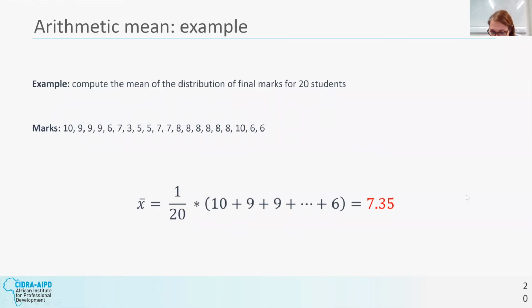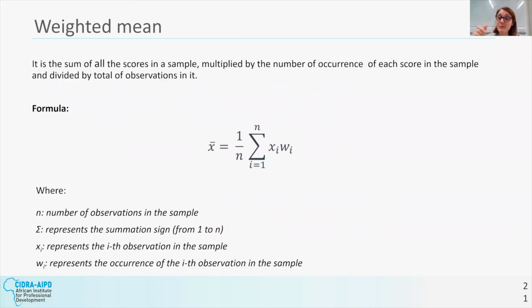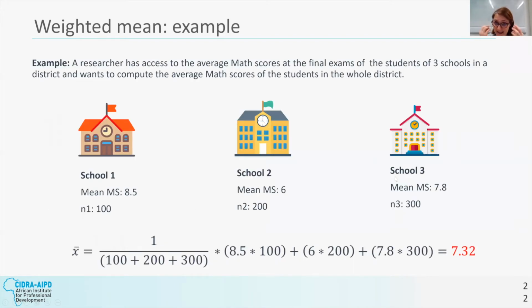Now, let's see a concept which is a bit more complicated, which is the weighted mean. As you can see, the formula is basically identical to the one of the arithmetic mean, with the addition of this w_i. w_i is basically telling us that not all the observations in the sample have the same importance, so they need to be weighted. Let's see an example to really clarify this.